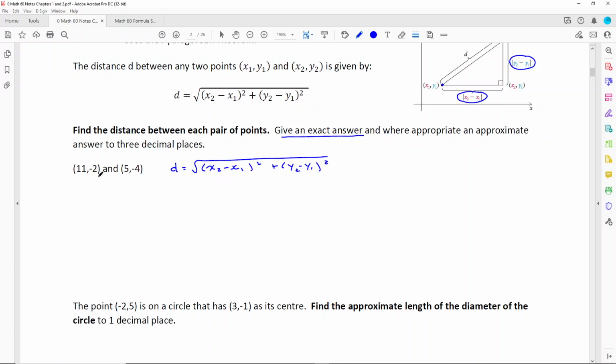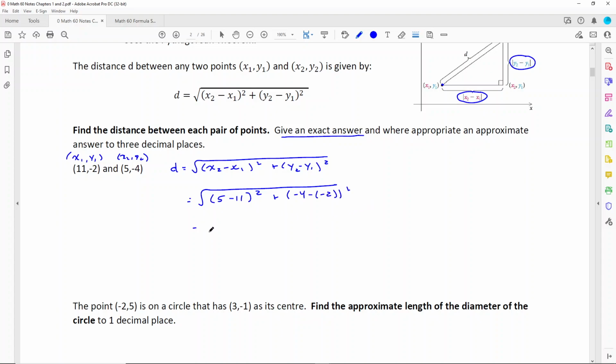Well, which one's x2 and which one's x1? It doesn't matter. You just take your 2 points. Let's say that this one is x1, y1, just because it's written first, and this one is x2, y2, because it's written second. If we do it that way, I'm going to plug in for x2, 5, and for x1, 11. So 5 minus 11 all squared. Then we're going to do the y's. So y2 is negative 4. My 4's always looking like 9s. There we go. Minus my y1, which is negative 2, all squared.